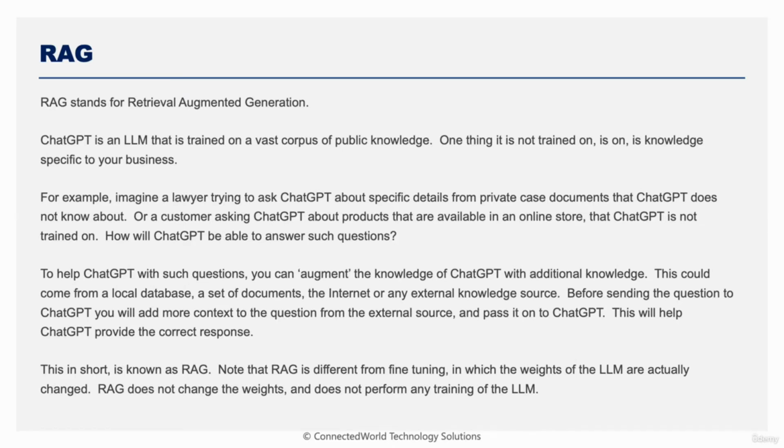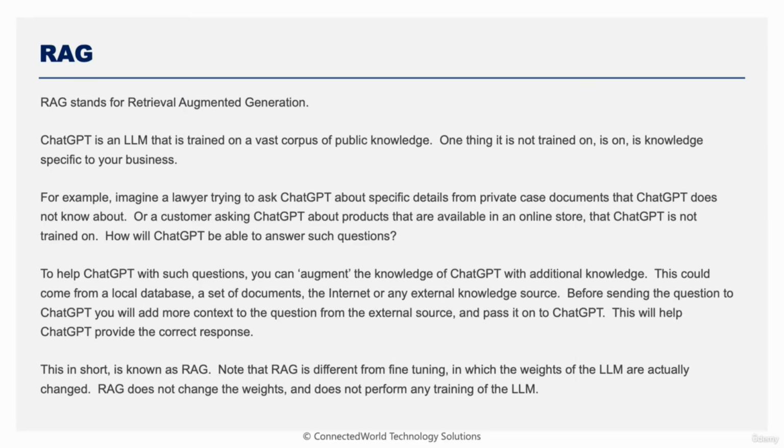ChatGPT is an LLM that is trained on a vast corpus of public knowledge. One thing that it is not trained on is the knowledge specific to your business. For example, imagine a lawyer trying to ask ChatGPT about specific details from private case documents that ChatGPT does not know about. Or a customer asking ChatGPT about products that are available in an online store that ChatGPT is not trained on. How will ChatGPT be able to answer such questions?